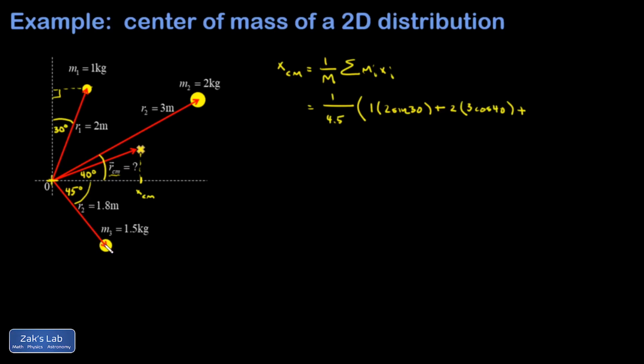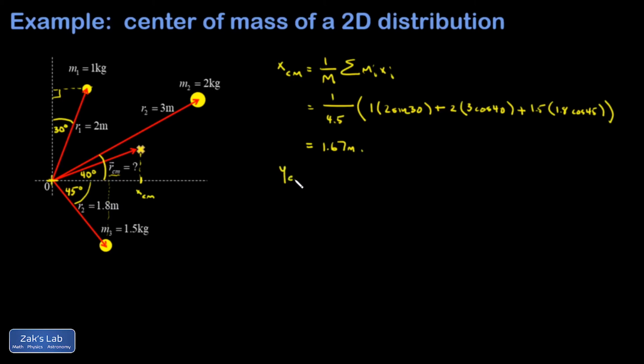M3 has a positive x coordinate, not going to be true for its y coordinate, but it has a positive x coordinate, and it's going to have a mass of 1.5 times a 1.8 cosine 45. When I smash all these numbers in my calculator, I get 1.67 meters for the x center of mass coordinate.